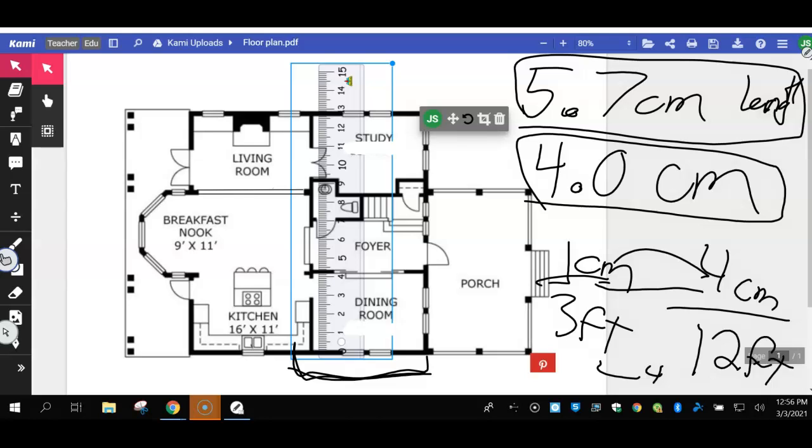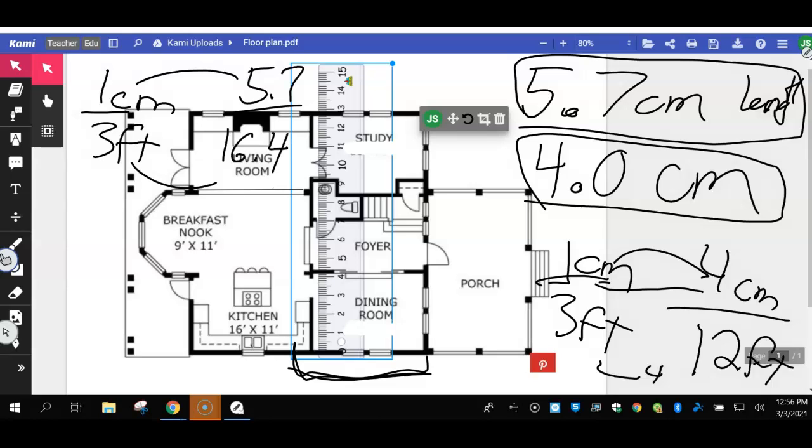So now over here, I'm going to do the same thing. 1 centimeter equals 3 feet. And I'm going to put 5.7 over. And now I multiplied. So what's 3 times 5.7? 17.1? Yeah. 17.1.